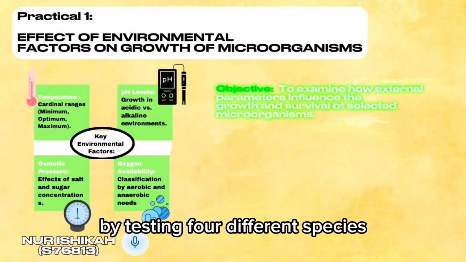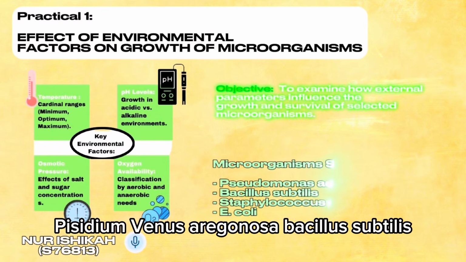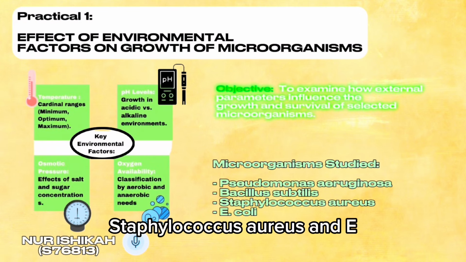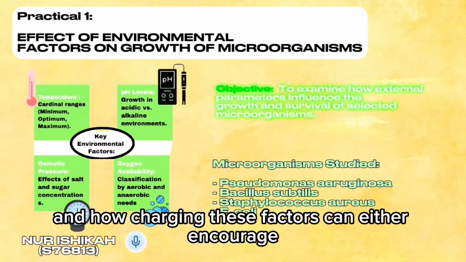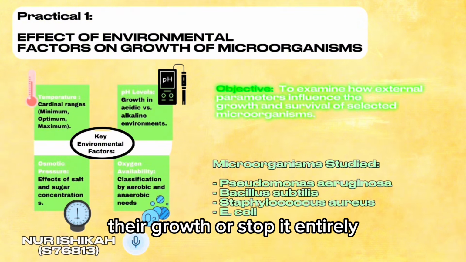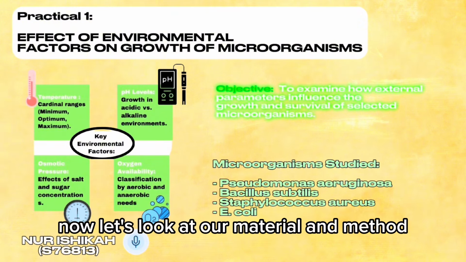By testing four different species, Pseudomonas aeruginosa, Bacillus subtilis, Staphylococcus aureus, and E. coli, we can observe which bacteria are more resistant and how changing these factors can either encourage their growth or stop it entirely. Now, let's look at our material and method.